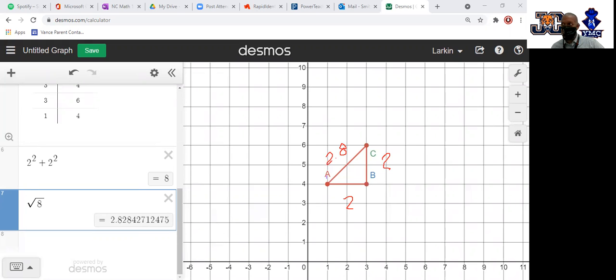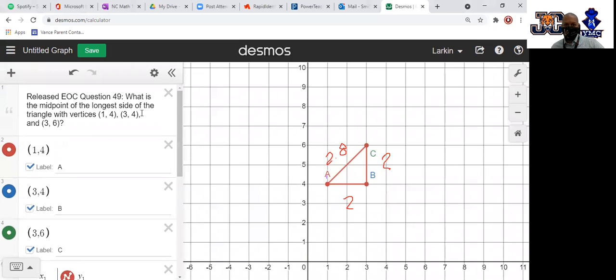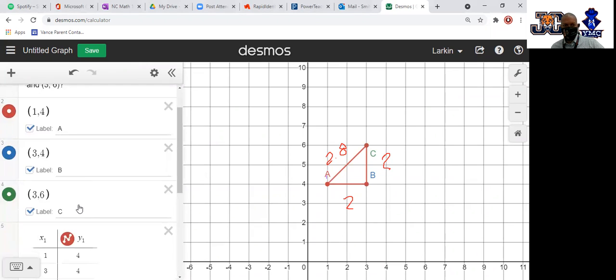Now, if I go back to the actual problem itself, remember, we're trying to find the midpoint of the longest side. So we know AC is our longest side. So to find that midpoint, we need to add the x values, divide by 2, and then add the y values, divide by 2. So I'm going to be looking at A and C. So A was 1, 4, and C was 3, 6.